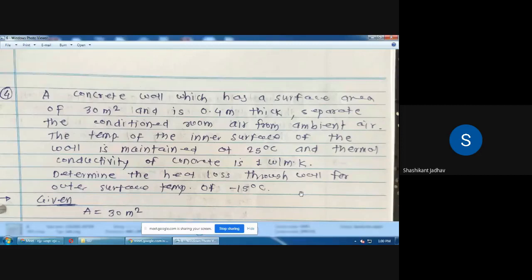It is a simple problem. Only here the value of the outer surface temperature is given as negative, that is, T2 is equal to minus 15 degrees Celsius. So use this value and find out the value of Q. Put that answer in the chat box.